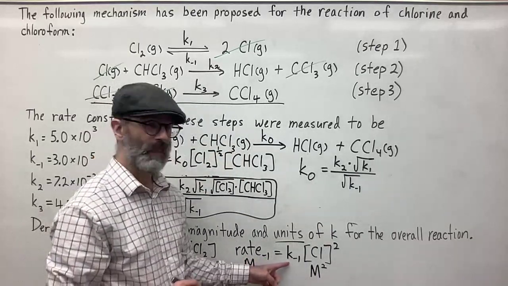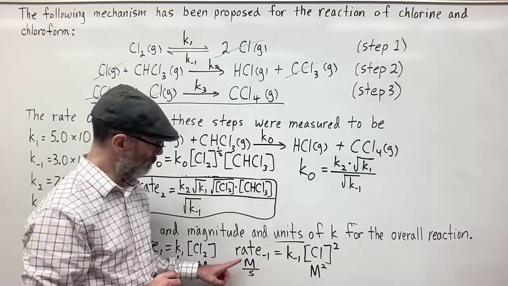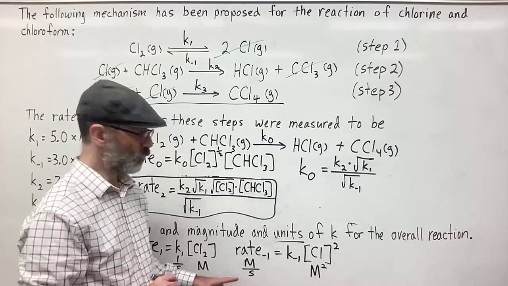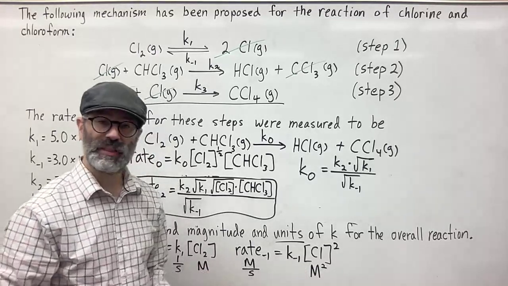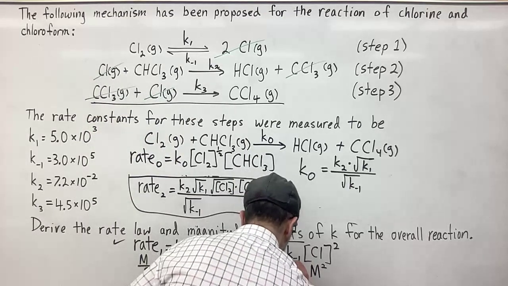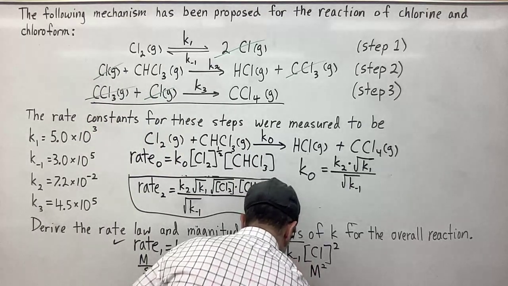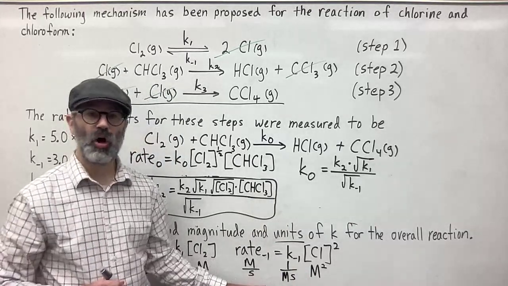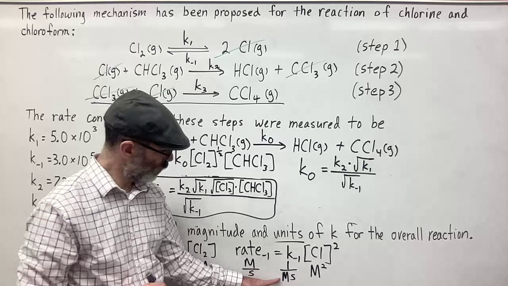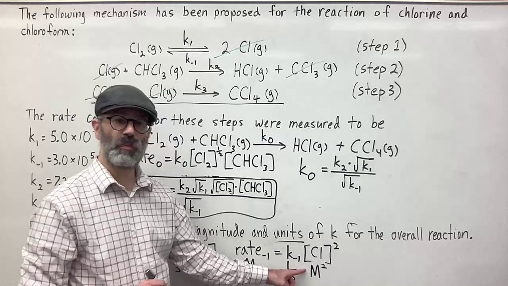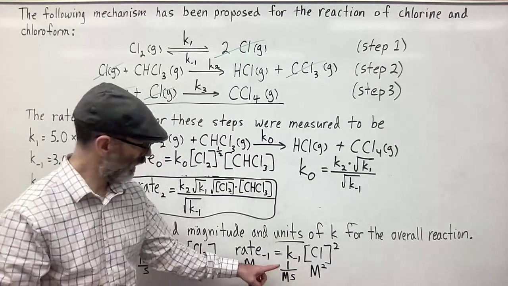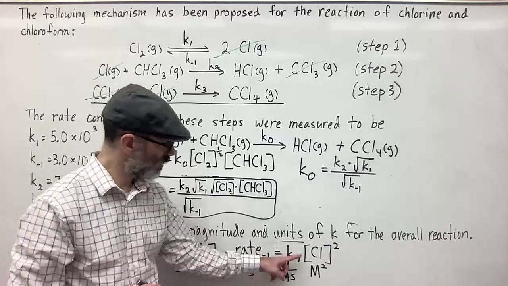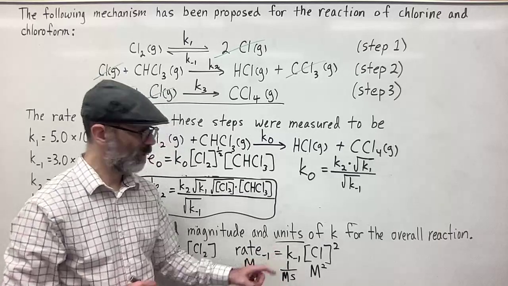So then what does K minus 1 have to be in order to get molar over seconds? Here I have molar squared. I just want molar per seconds. So in this case, K minus 1 has to be 1 over molar seconds, right? So the molar here will cancel out with one of those molars, leaving me with 1 molar over seconds. So these are the units for K minus 1.